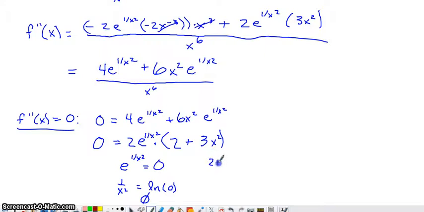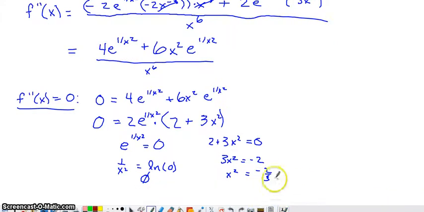I think something similar is actually going to happen if we set this factor equal to 0, because think about what you're going to do. You're going to subtract 2. You're going to divide by 3. And now you're going to say, okay, now I'm ready to do the square root of both sides. How are you going to do the square root of a negative and get a real number? Well, you're not. So we actually have to consider the second derivative being equal to 0, but we don't get any solutions from it.